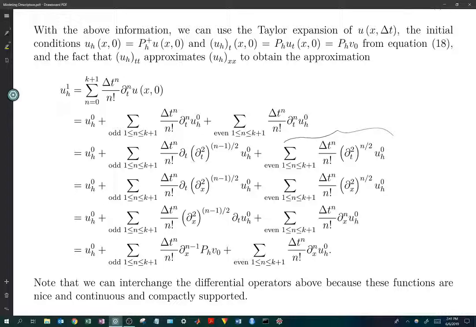So here, if you're doing an even number of time derivatives, then for each pair of time derivatives, you can turn that into a pair of space derivatives. And then you're able to actually evaluate that because you're able to take space derivatives of uh0, because you already have this function for all points in space.